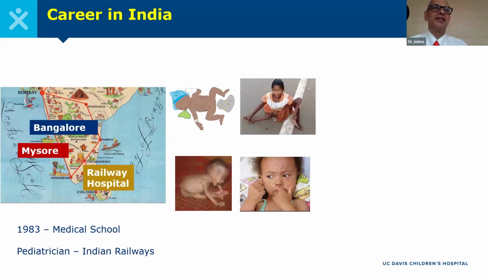So this was the time when cholera was rampant, polio was very common. We used to admit 6 or 7 patients with polio a day. Measles was rampant. I mean, bronchopneumonia from measles was very common. Marasmus and kwashiorkor were very common as well.